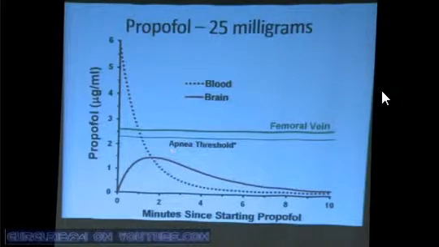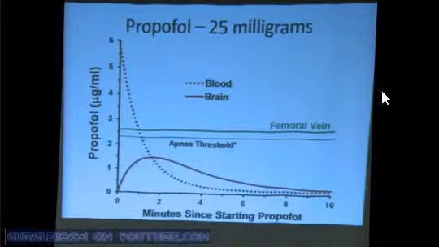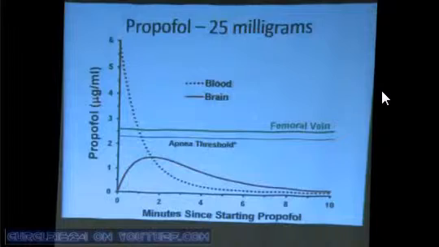This other line is the apnea threshold from Dr. White's paper. So that's the apnea threshold of 2.3. That's the concentration of propofol in the effect site in the brain. That's the concentration in the brain where half of patients would be apneic. So we see that the level of propofol in the femoral vein is very close to the level of propofol where apnea is expected.